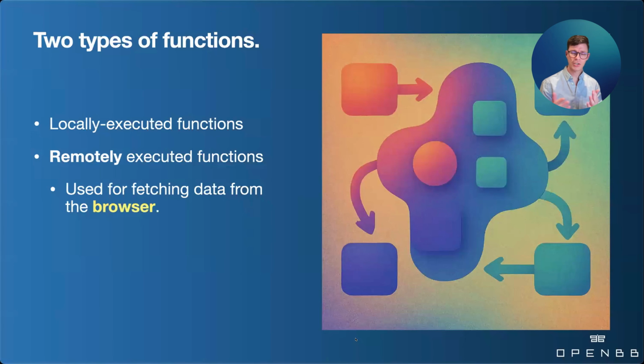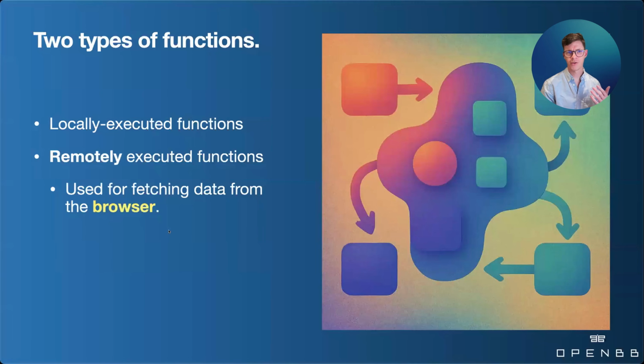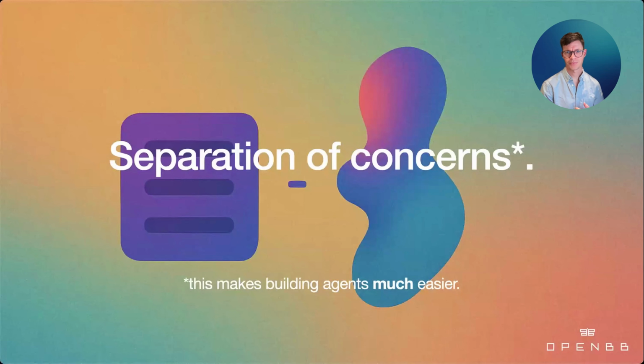So you have two types of function calls, basically, with OpenBB. You have the locally executed function calls, which is something you might be familiar with already if you're used to building agents that can do function calling. But then we also have remotely executed function calls. And this is what we get from this get widget data function. This is used for fetching data from the browser, essentially.